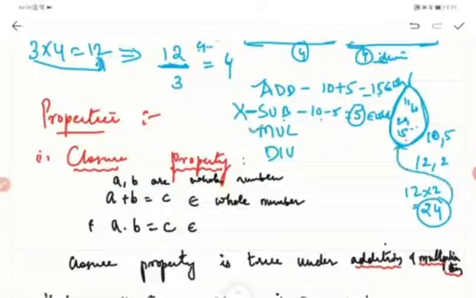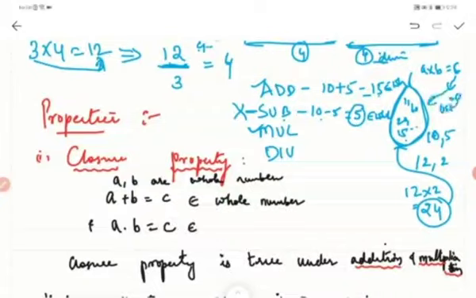But for multiplication, if you take any combination of two or many numbers and multiply them, you are going to get a whole number only. Any whole numbers, when you multiply, will give you an output which is also a whole number. If you take 0 into 1, this will be 0.